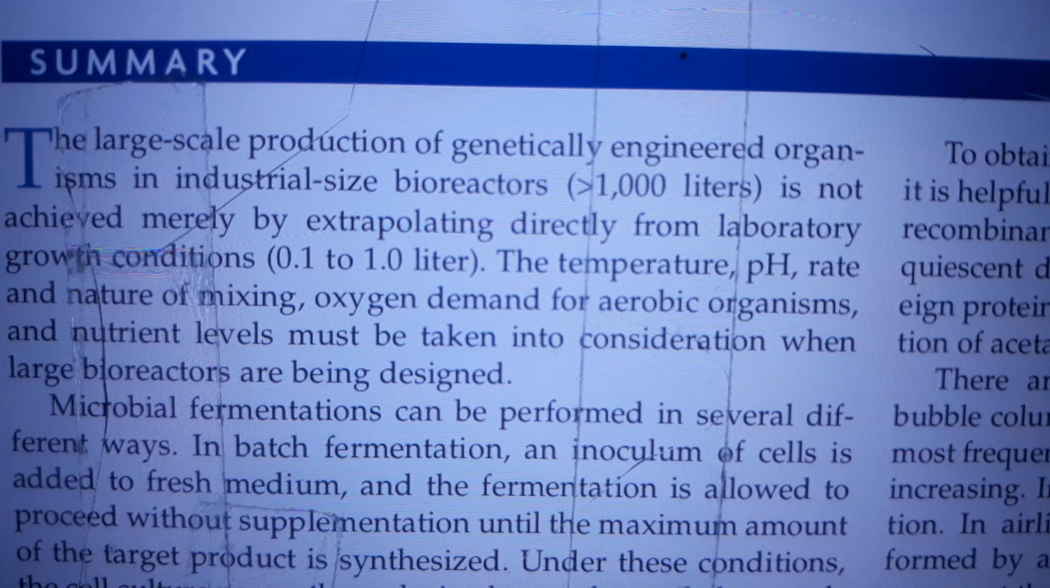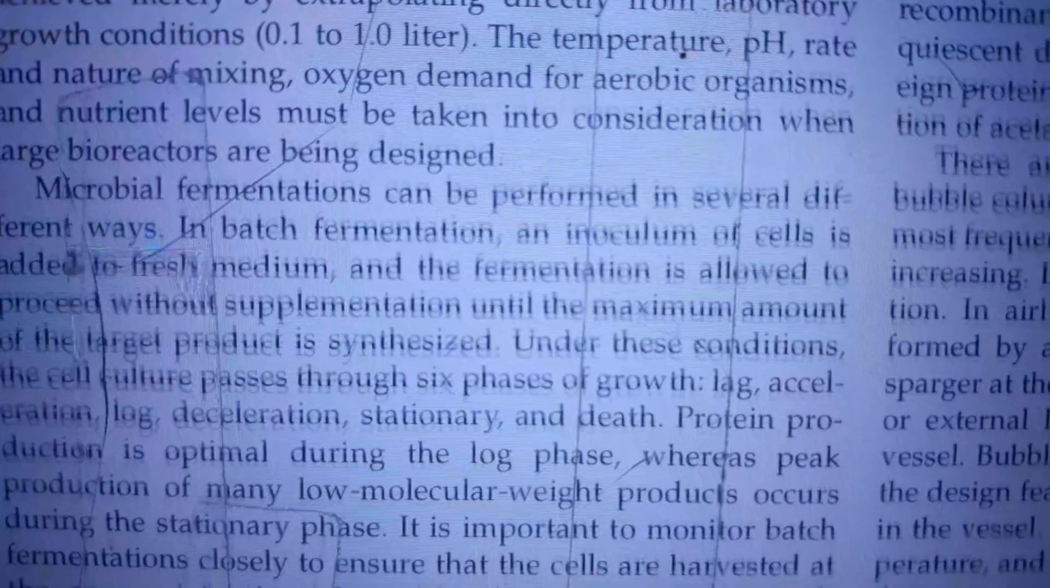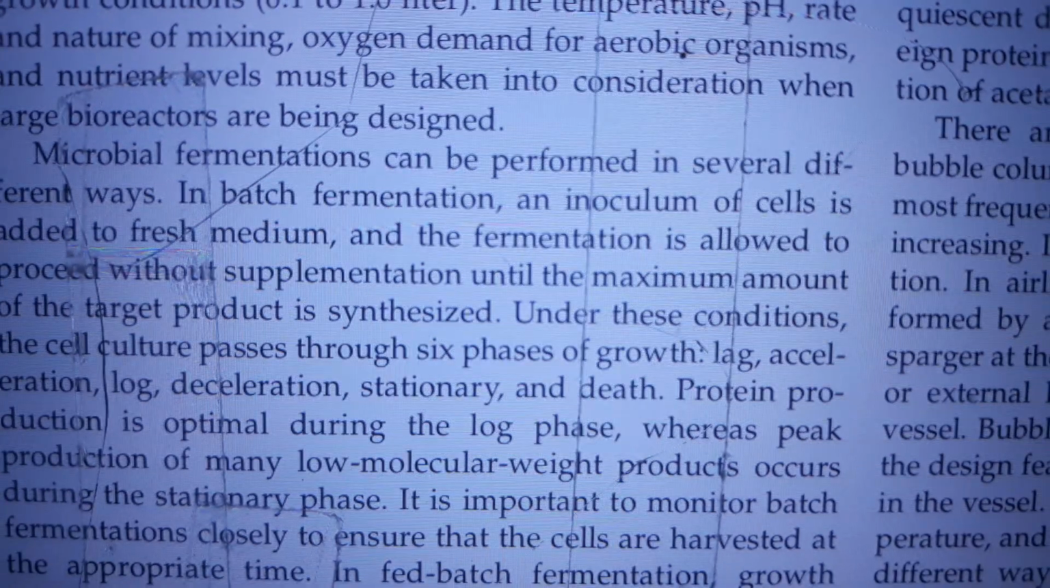The summary states that the large-scale production of genetically engineered organisms in industrial-sized bioreactors greater than 1,000 liters is not achieved merely by extrapolating directly from laboratory growth conditions, 0.1 to 1 liter. The temperature, pH rate, and nature of mixing, oxygen demand for aerobic organisms, and nutrient levels must be taken into consideration when large bioreactors are designed.